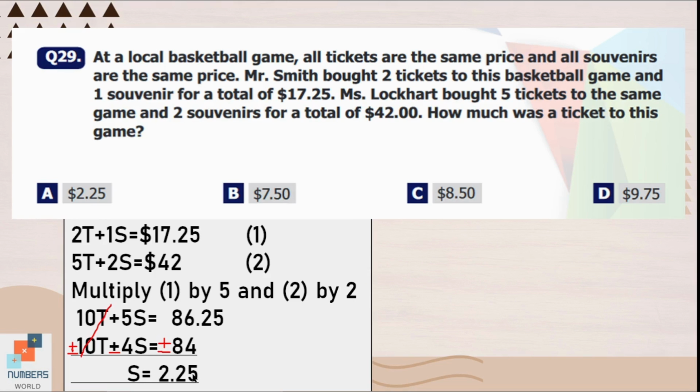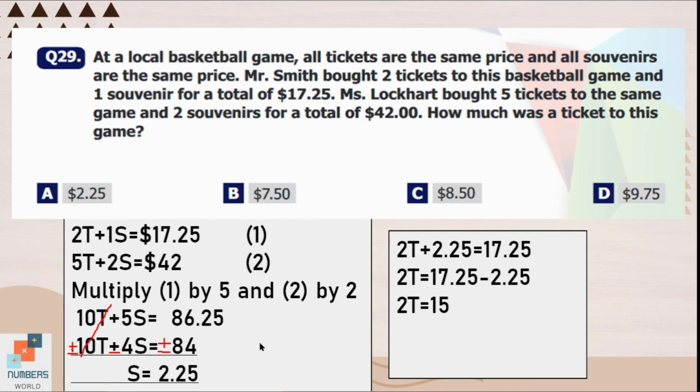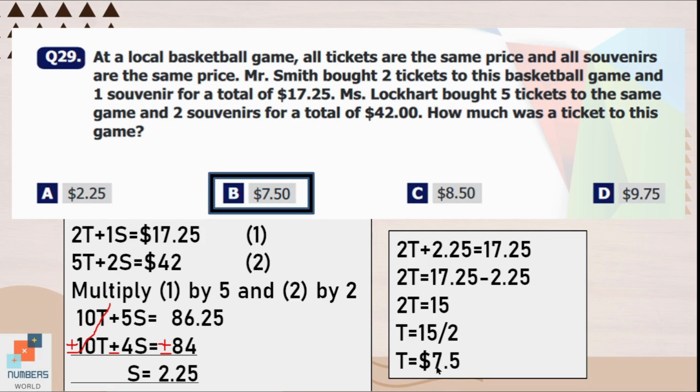Now we are going to find out the value of t by putting this value in our equation number 1. Then we will solve it for t. After doing all the calculations, the value of t is equal to $7.5, which is our option B.